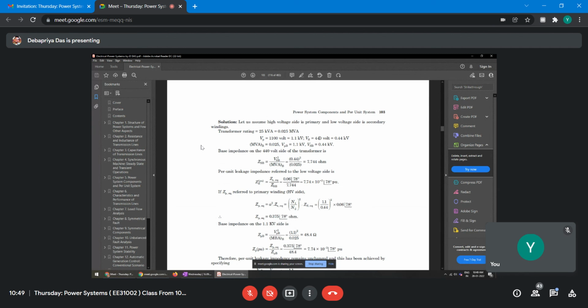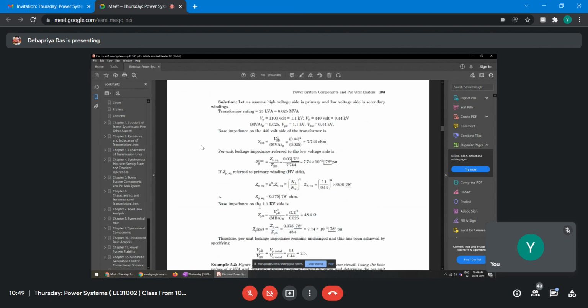Now referred to the primary winding, it will be a square into ZS eq, so it will be N1 by N2 whole square into this value. So it will be the turns ratio, basically 1.1 by 0.44, because it is 1.1 kV, the voltage ratio V1 upon V2. So that is 1.1 upon 0.44 square into this much. So it is actually 0.375 angle 78 degree ohm. That is referred to primary side, that is high voltage side. Referred to high voltage side, right?